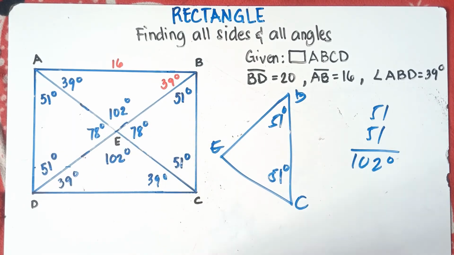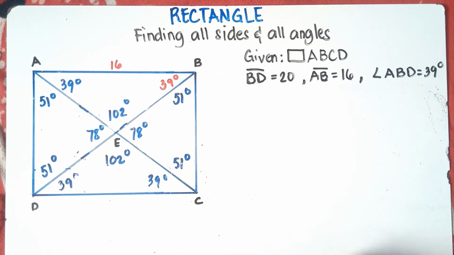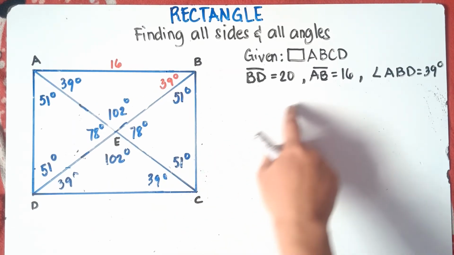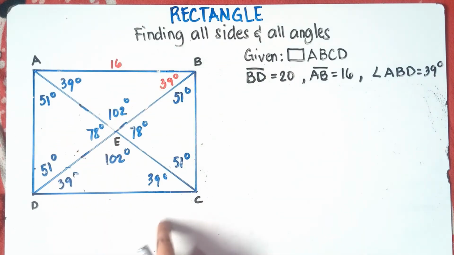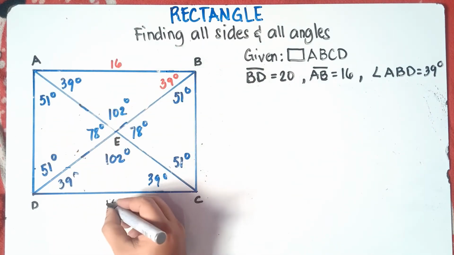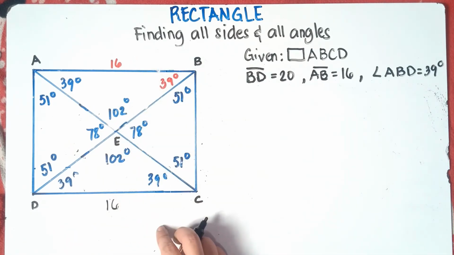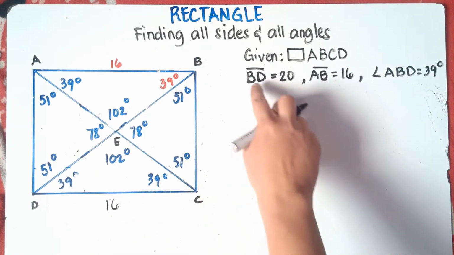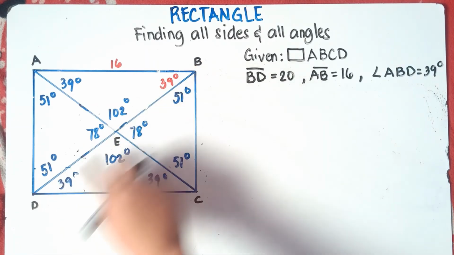All set, class, for the angles. Find all sides, including the diagonals. So we have given line segment AB, that is equals to 16. Therefore, this DC is also 16, because opposite sides are congruent. And we have given BD, or diagonal BD, that is 20.